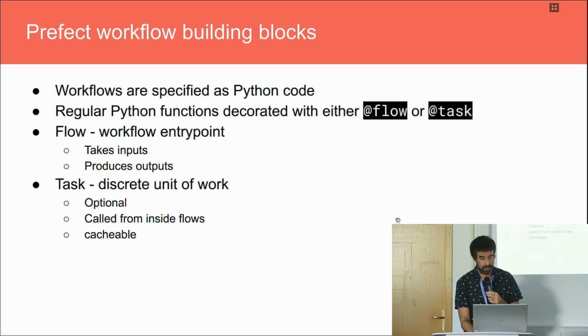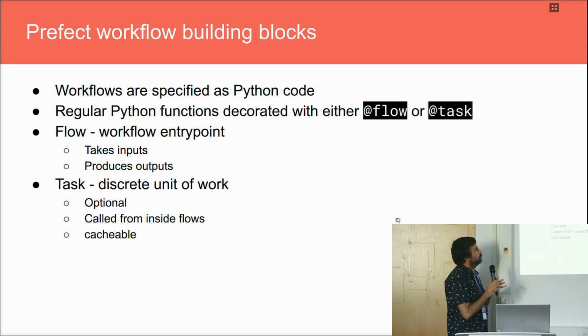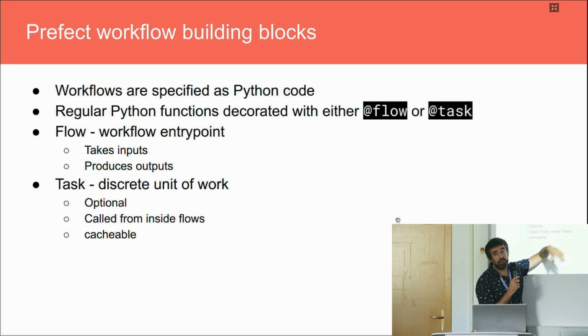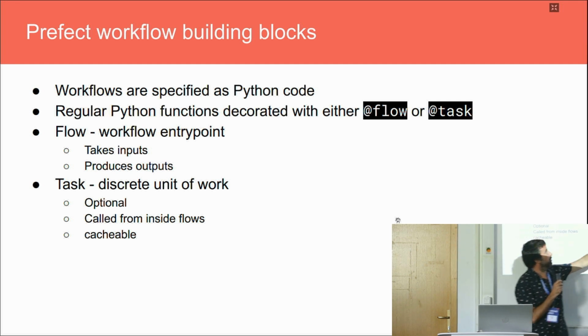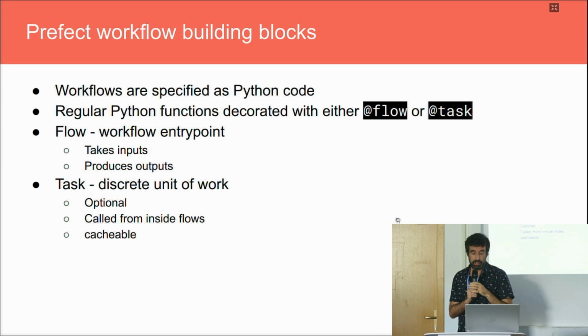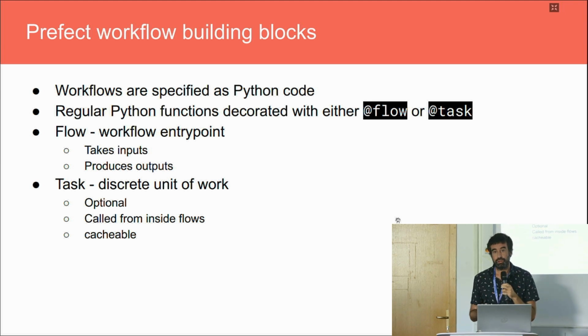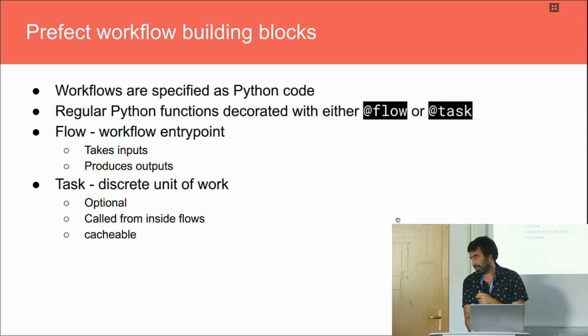Okay, the main building blocks when you write a Prefect workflow are just normal Python functions, decorated with either flow or task, and these come from Prefect. But the main point is that it's just normal Python code. You don't really have to work out too exotic data structures, or adapt to any funky APIs. I'm going to skip ahead a bit because the time is running out.